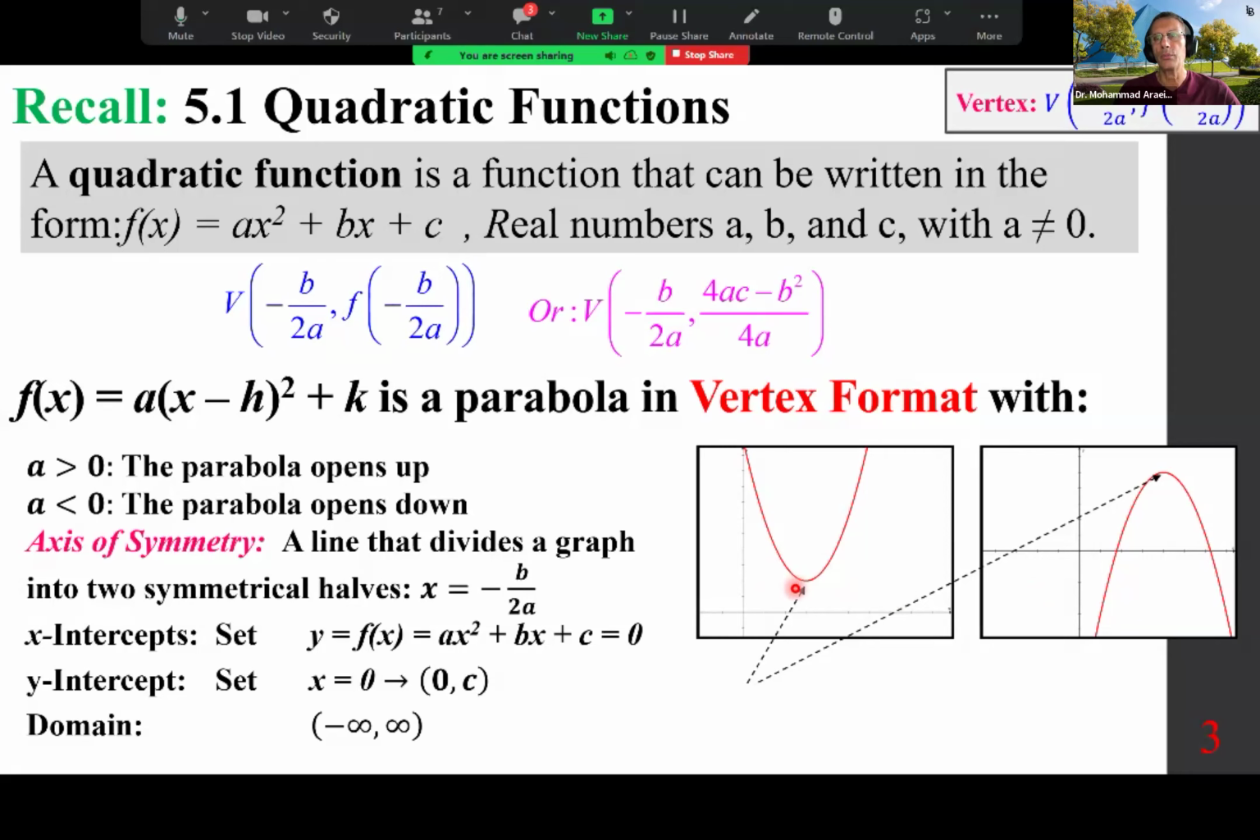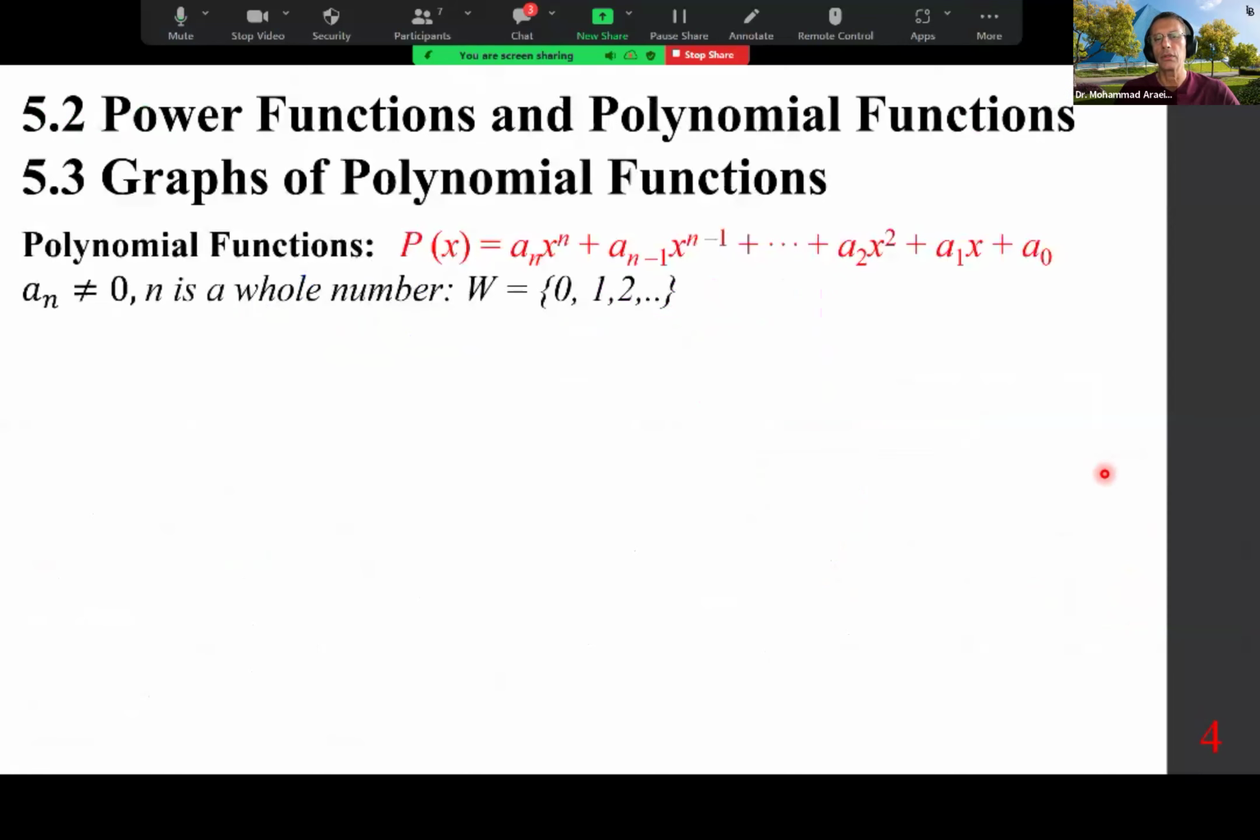When it opens up, we have a minimum. When it opens down, we have a maximum for the function. So those are the vertex.